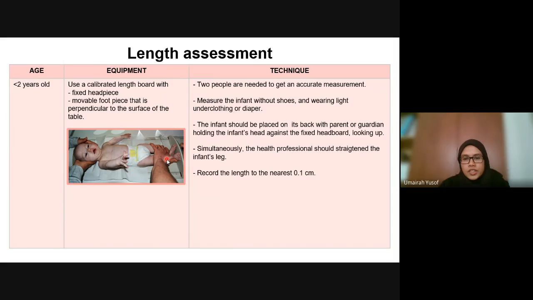And then we measure the infant without shoes and wearing light underclothing or diaper. The infant should be placed on its back with the parent or guardian holding the infant's head against the fixed headboard, and the infant is looking up. Simultaneously, the health professional should straighten the infant's leg and record the length to the nearest 0.1 centimeter.